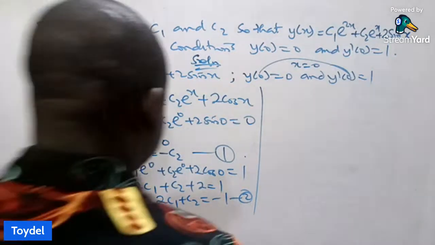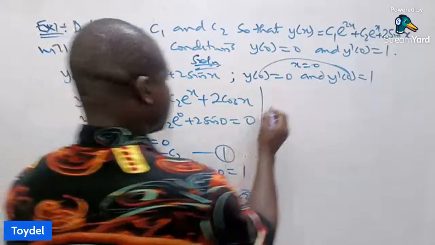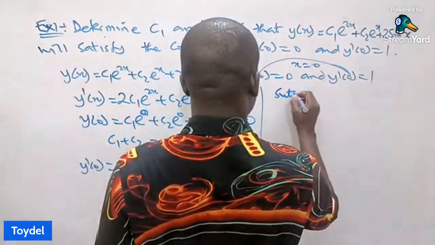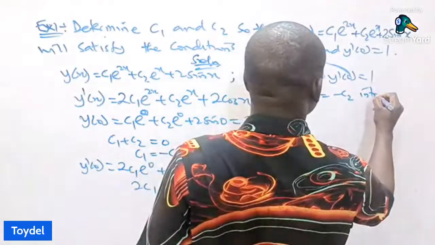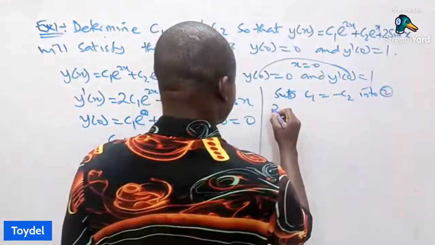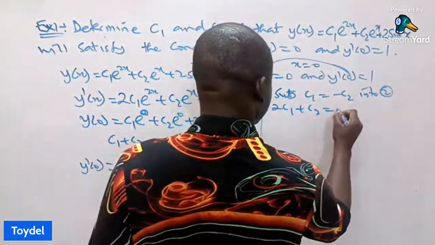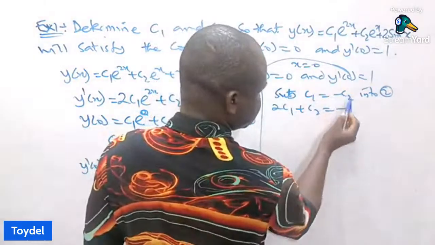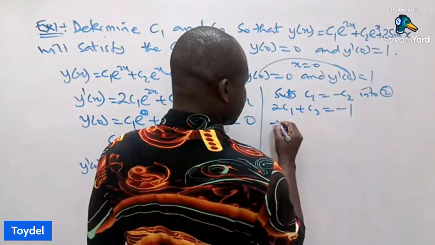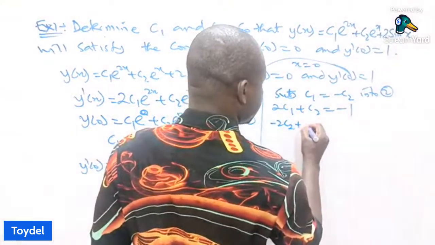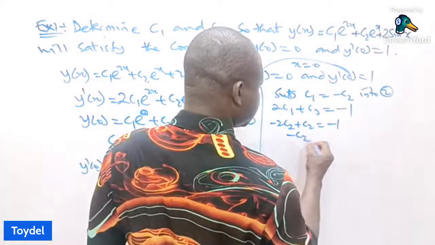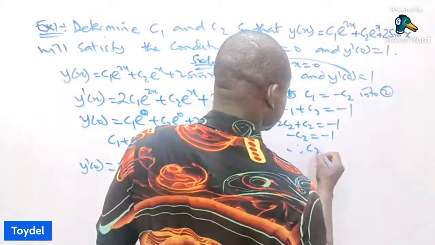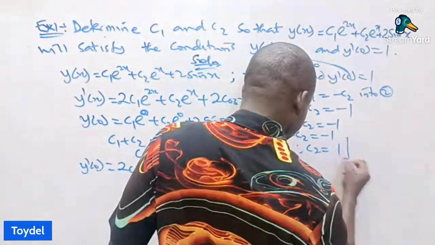So we substitute C1 is equal to minus C2 from equation 1 into equation 2. What is equation 2? 2C1 plus C2 is equal to minus 1. Wherever I see C1, I change it to minus C2. So I'm going to get minus 2C2 plus C2 equal to minus 1. That will be minus C2 equal to minus 1. Therefore, C2 is equal to 1.